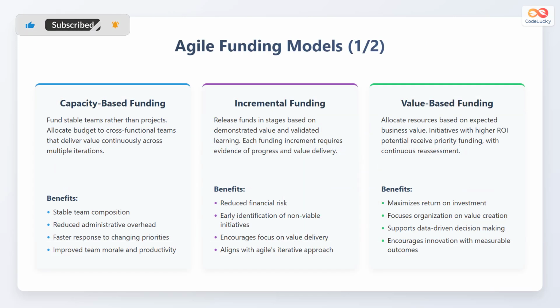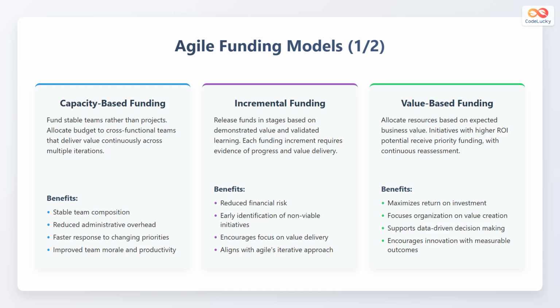Let's explore some Agile funding models. The first one is capacity-based funding, where instead of funding projects, you fund stable teams. Allocate budget to cross-functional teams that deliver value continuously across multiple iterations. This approach offers benefits such as a stable team composition, reduced administrative overhead, faster response to changing priorities, and improved team morale and productivity.